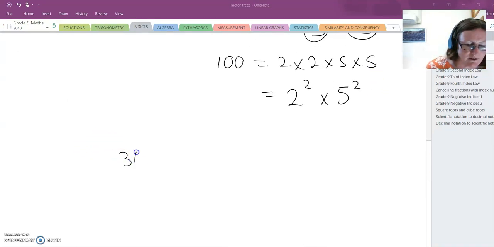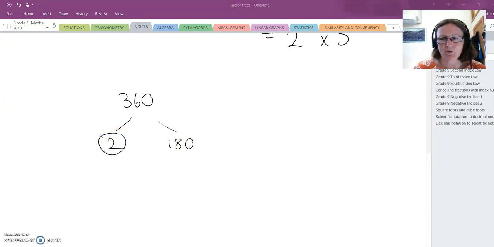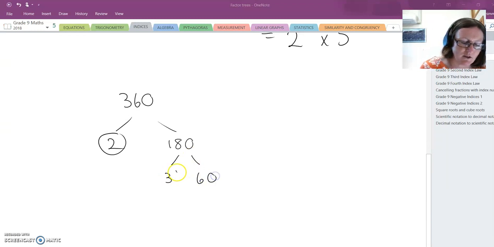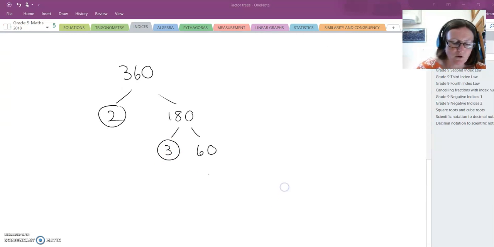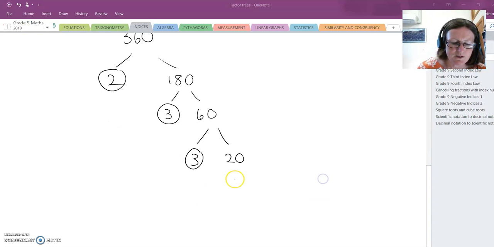360. Alright, let's choose a couple of things that times to 360. I'm going to choose 2 and 180. I circle my 2 because it's a prime number. What two things give us 180? Well, I'm going to choose 3 and 60, and I circle my 3 and stop that branch because it's a prime number. What two things give me 60? I'm going to choose 3 and 20. I circle the 3 because it's a prime number. What two things give me 20?